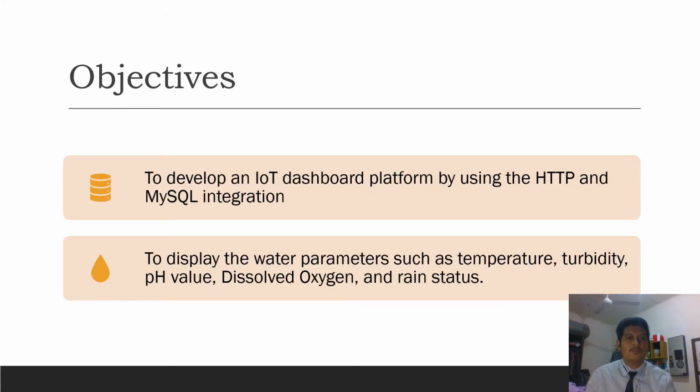The objectives of this project are to develop an IoT dashboard platform using HTTP and MySQL integration. The second one is to display the water parameters such as temperature, turbidity, pH value, dissolved oxygen, and rain status in the form of graph and gauge.